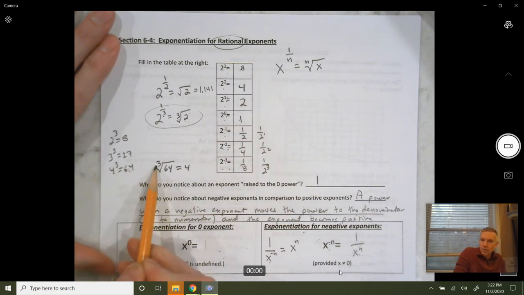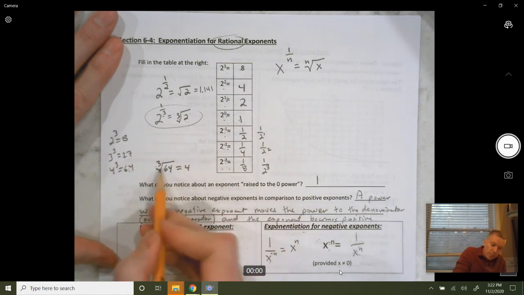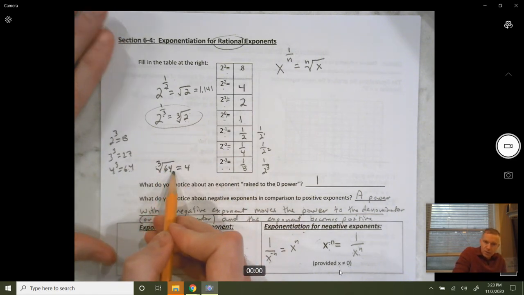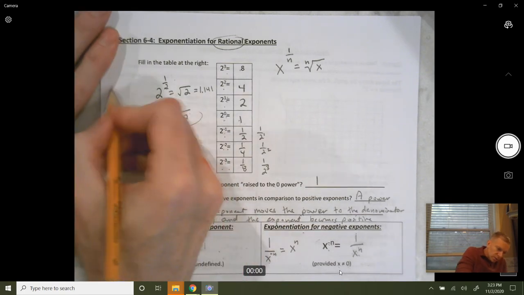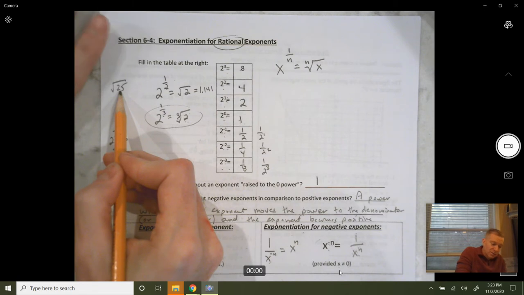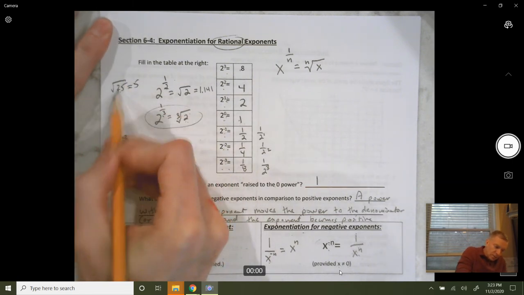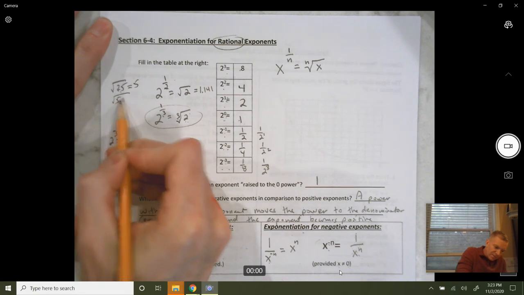Cube root uncubes something. So it's really asking what number multiplied by itself 3 times, not like a square root. A square root, square root of 25, you're saying what number multiplied by itself twice gives you 25. And that's 5 because you're taking the square root of 5 times 5.